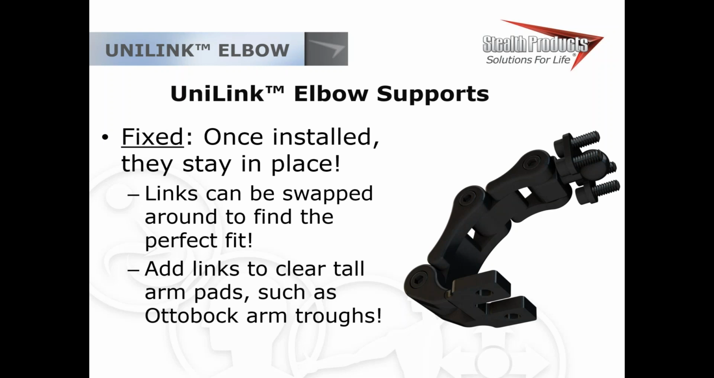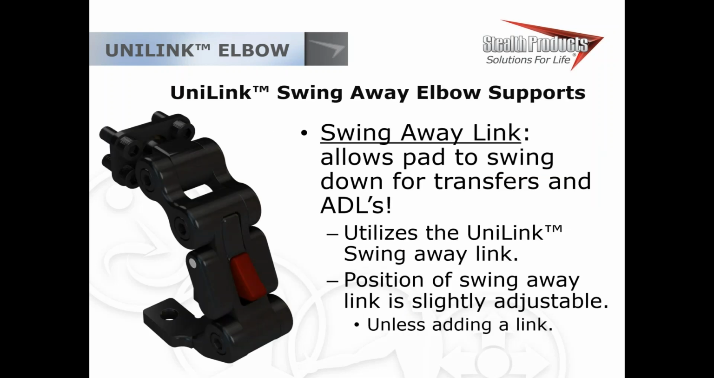Looking at your swing away version, this adds an inline swing away link that helps us gain an elbow support that swings away. So if they need it to be out of the way for transfers, ADLs, things like that, this is that option for them. What's nice is that swing away link can be added anywhere in that chain. You can flip it around, things like that, to really adjust exactly how and where it flips away from.